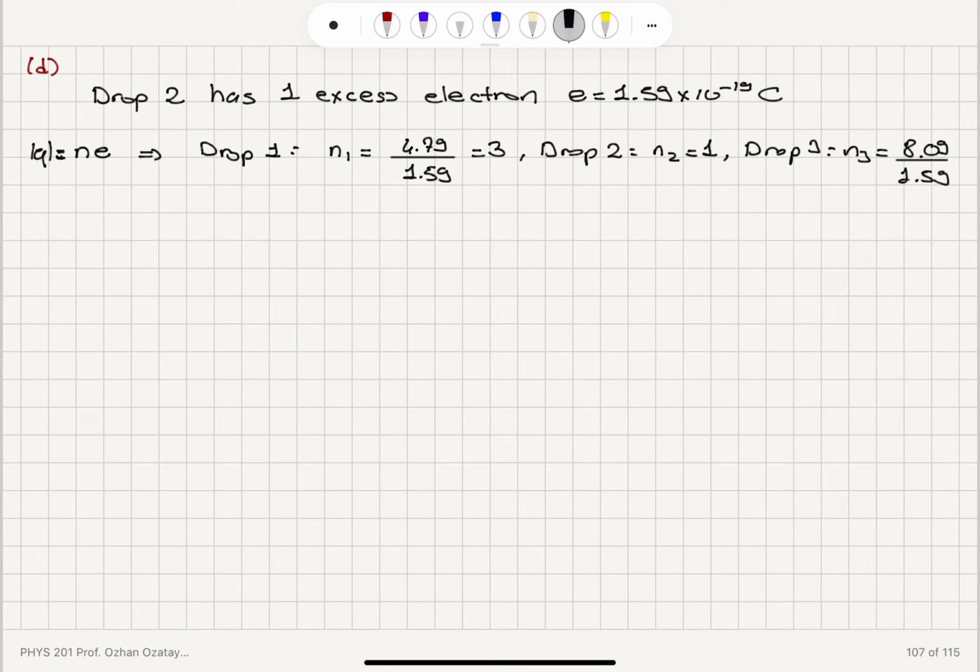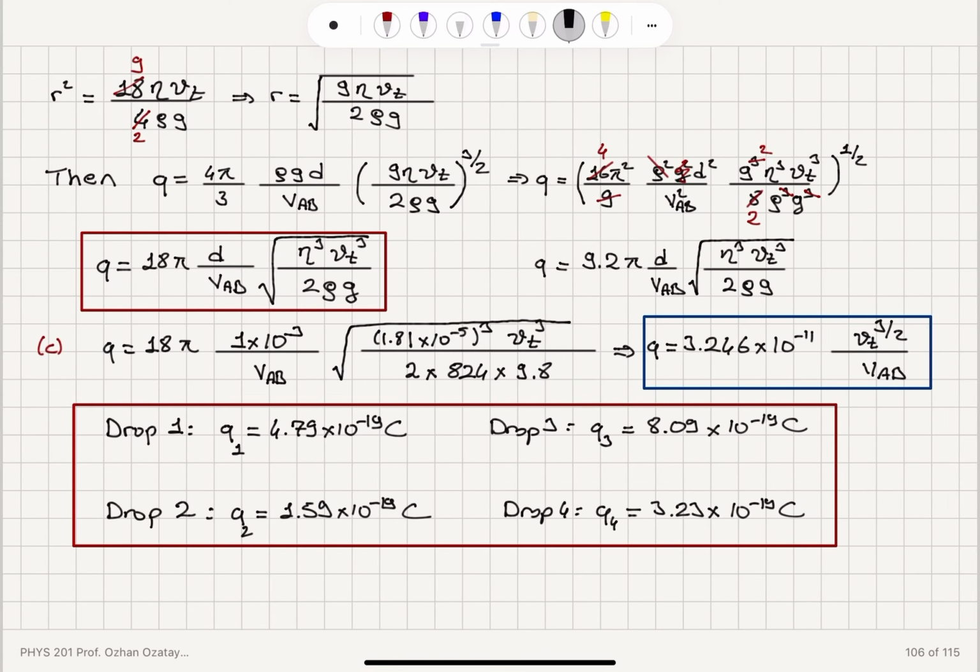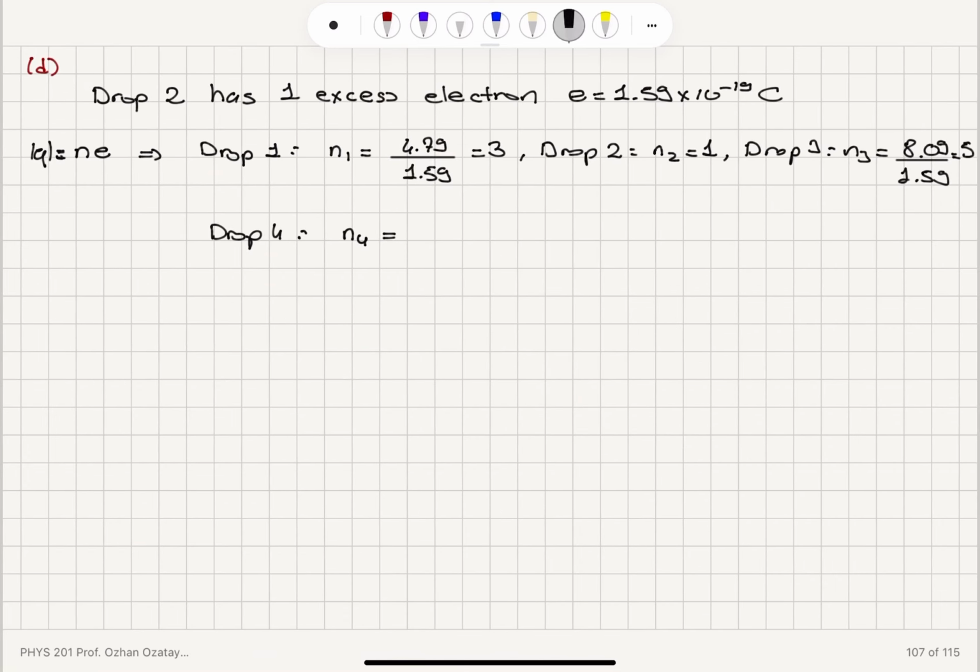That gives us a charge, a number of 5, integer value 5. And for drop 4, we have N4 is equal to, let's check the charge on drop 4, 3.23, so it is 3.23 divided by 1.59. This gives us 2.